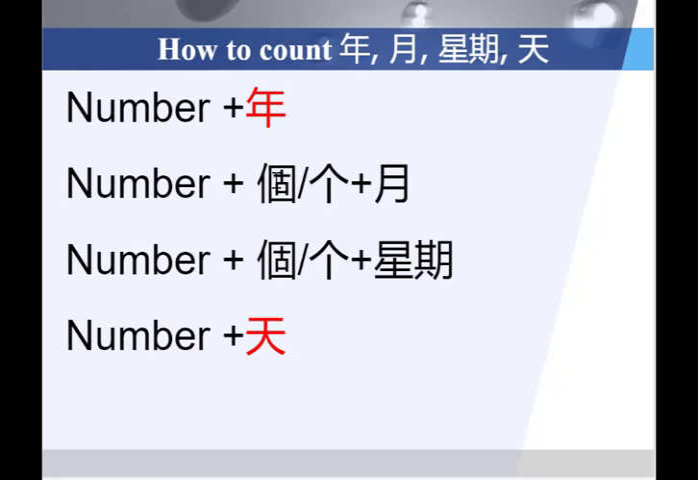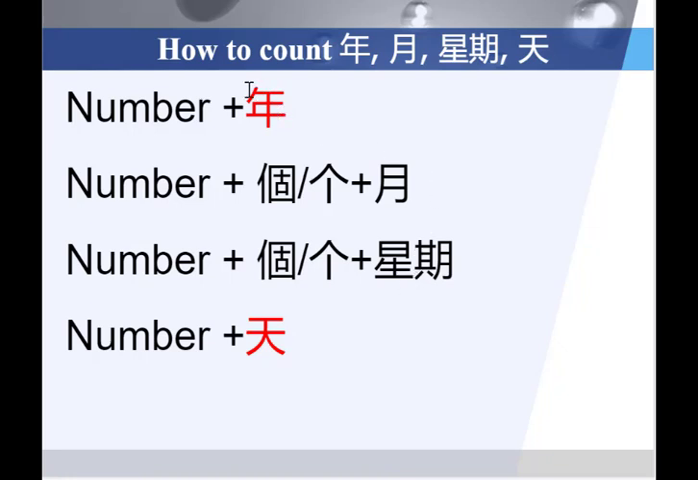Now for 月 month, you must have a measure word, 个. And 星期, you would have a 个 too. So 1 month would be 一个月, 2 months would be 两个月, 3 months would be 三个月. And that totally makes sense because if you drop the 个, 一月 means January, 二月 means February, right? So you need this 个 to indicate that you are counting the number of these 月, of the months. 星期, similarly to 月, you would put 一个星期, 1 week, 两个星期, 2 weeks, 三个星期, 3 weeks.